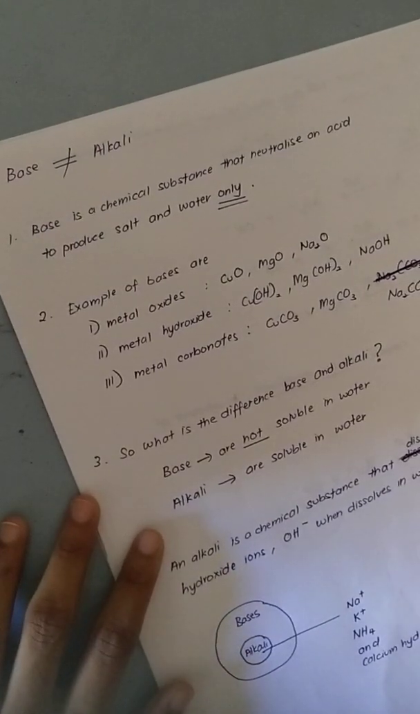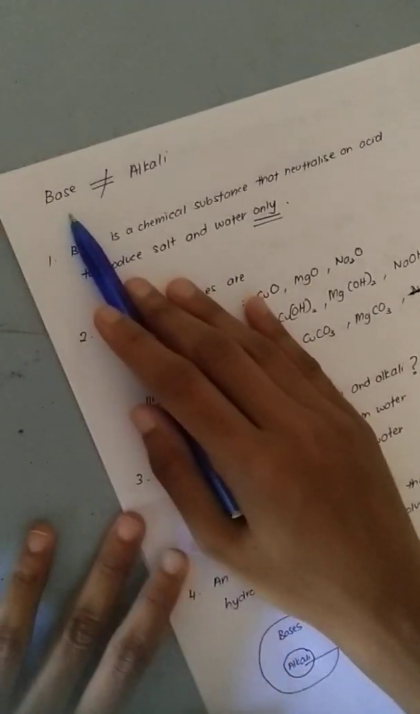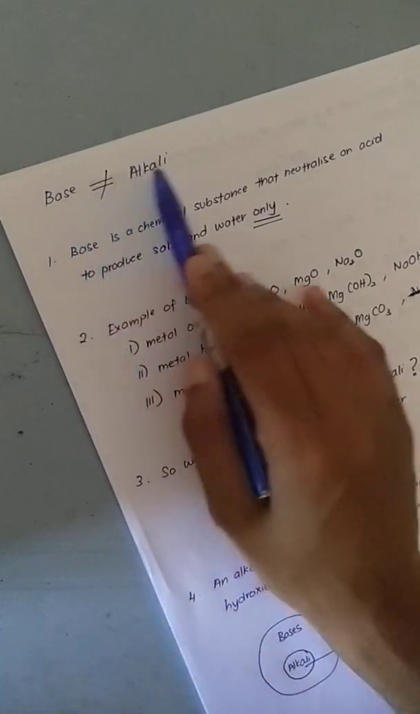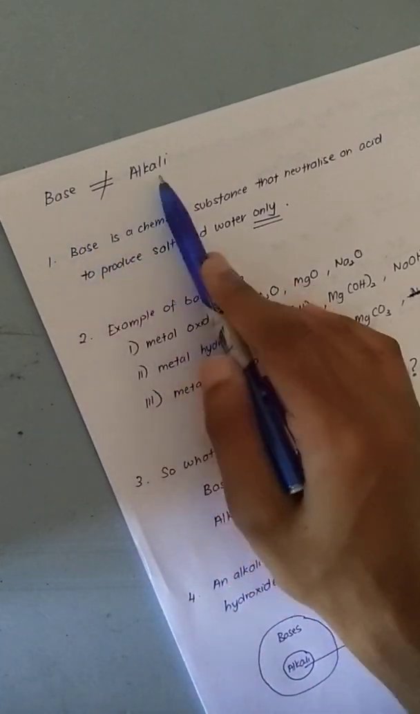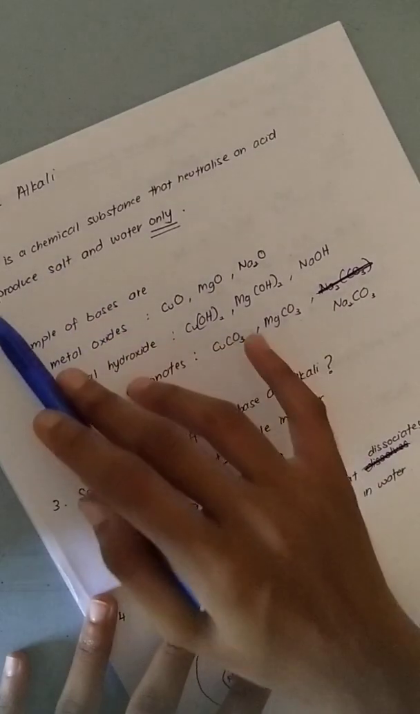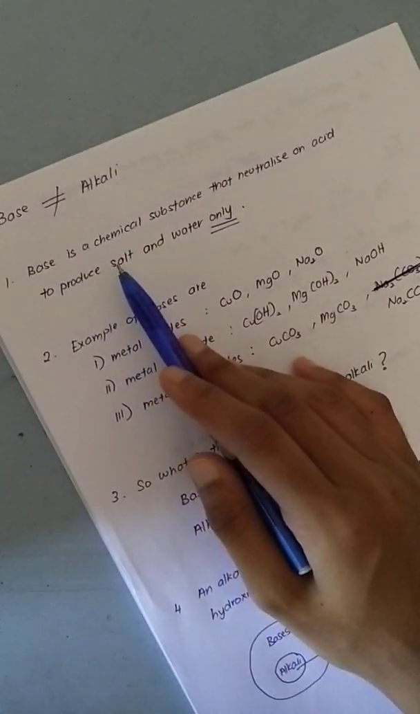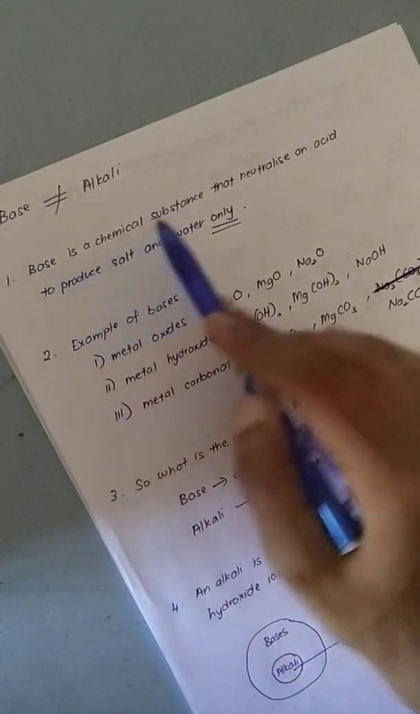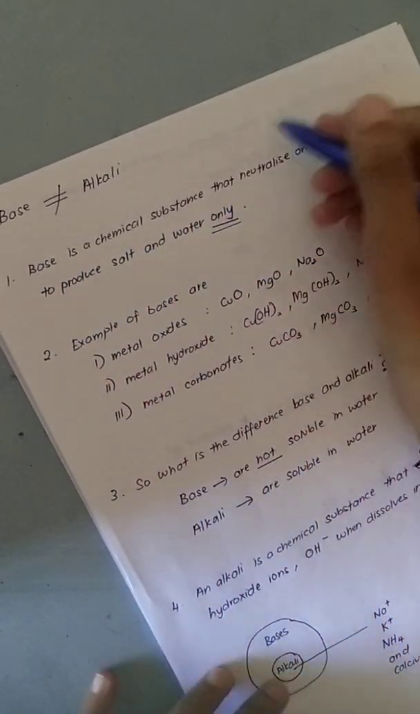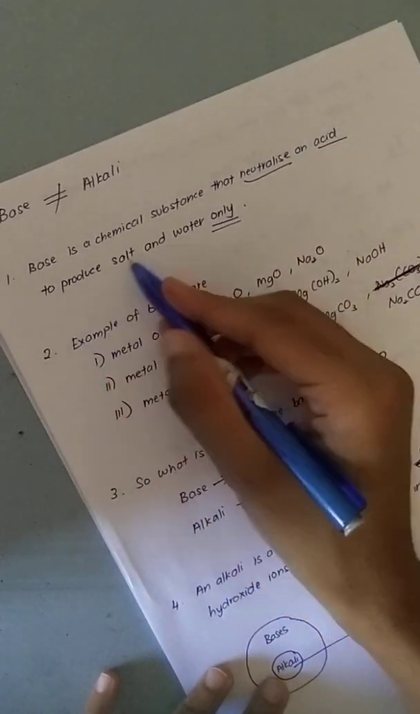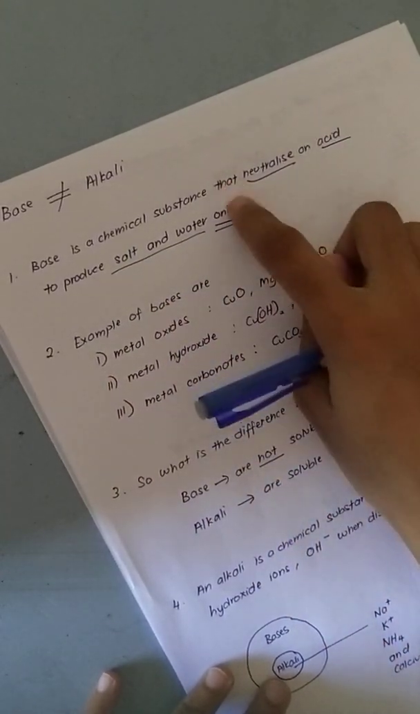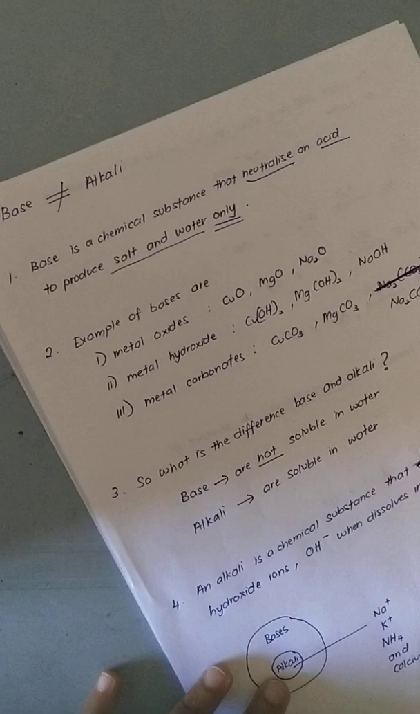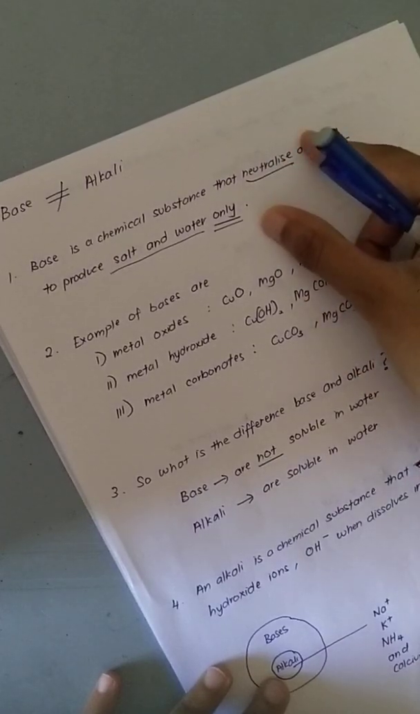Okay, next is base. Now what is a base? You need to know that base and alkaline are not the same thing. You will learn now. For base and alkaline, you have to remember two definitions. One is base. What is a base? It's a chemical substance that neutralizes an acid to produce salt and water only. This definition you have learned in your Form 2. Any base reacts with an acid, you will get salt and water, and that process is known as neutralization.